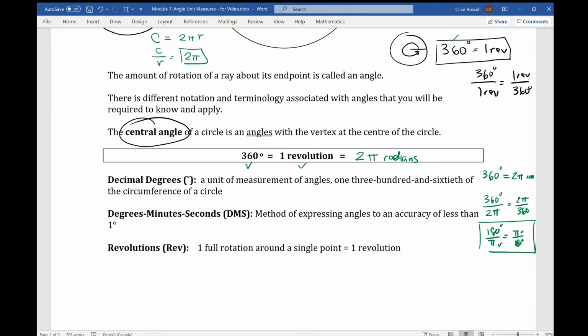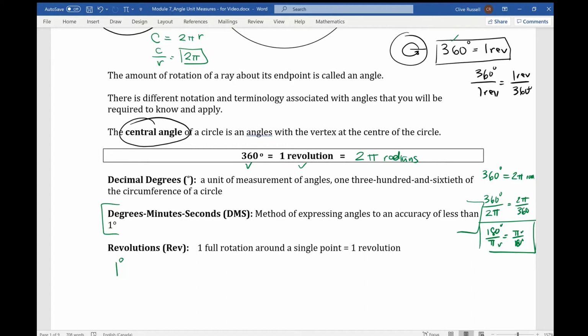Now another thing we have to look at here is degrees, minutes, and seconds. So let me talk a little bit about degrees, minutes, and seconds. So we know what 1 degree is. A degree is just 1/360th of the full circle. So that's 1 degree. Now think of an hour in terms of time. An hour can be divided into smaller units.